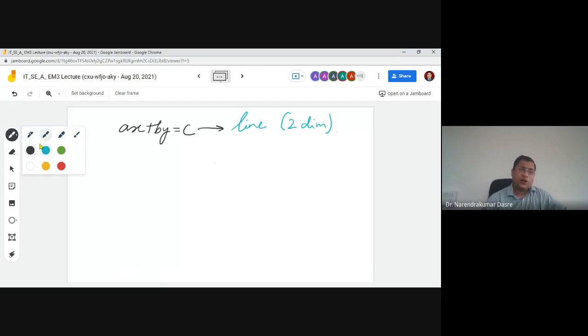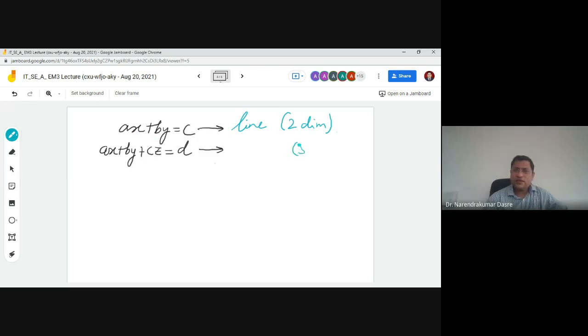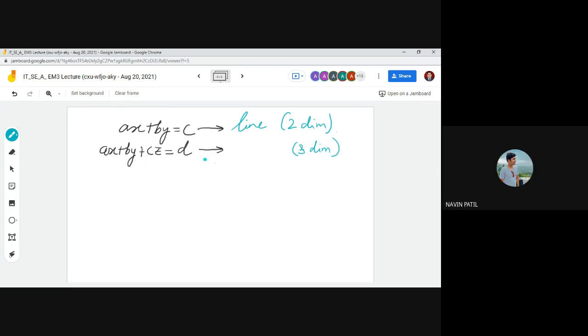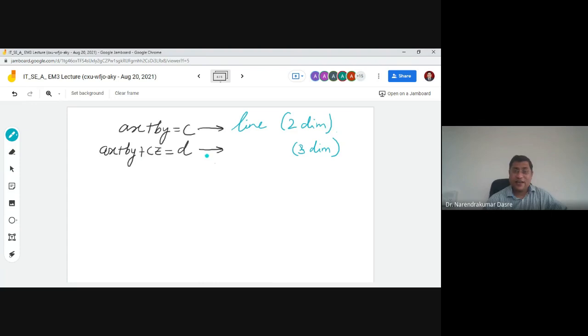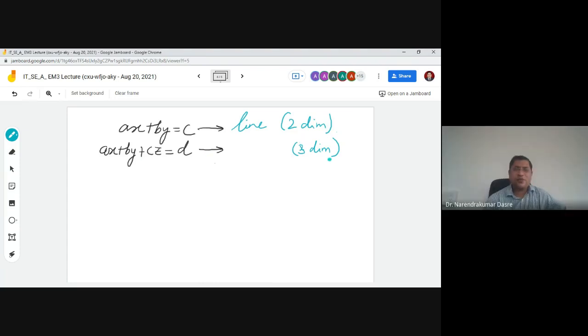Now if I add one more dimension, ax plus by plus cz equal to d, what will this represent? This was two-dimensional, and now we are in three dimensions. What will this represent? A line in three dimensions? A line in two dimensions? No, we have three dimensions. Yes, we are in three dimensions now.